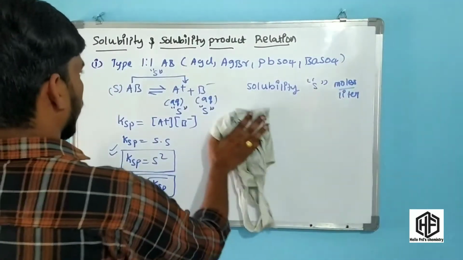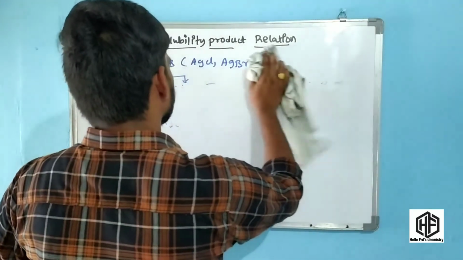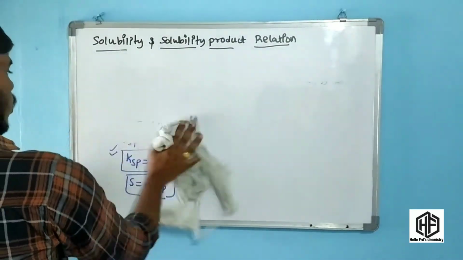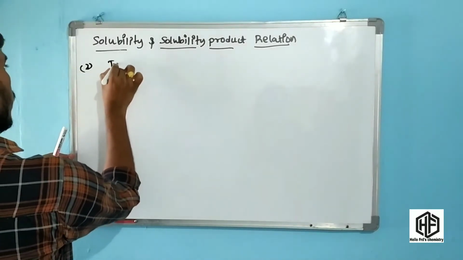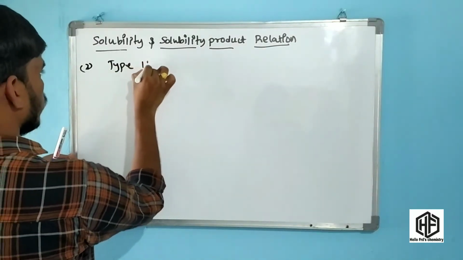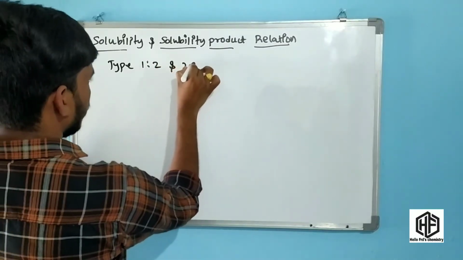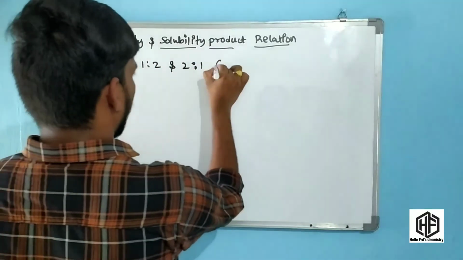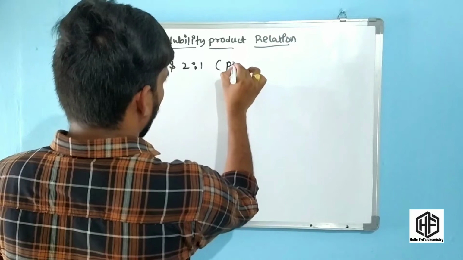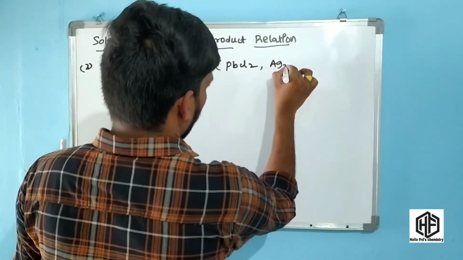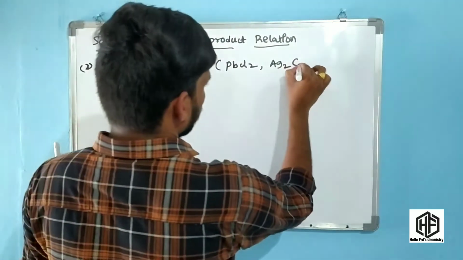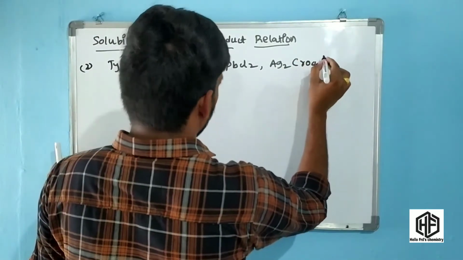Next, the second type is type 1:2 or 2:1 salts, like PbCl2 and Ag2CrO4.